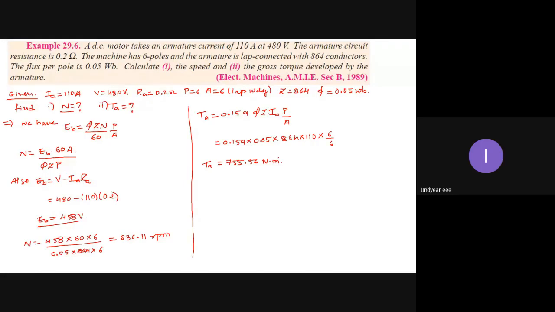So this is the answer. It is the gross torque developed. Net torque I can't find out in this statement because nothing about losses is mentioned in the statement. Right? So this is the solution. Move to next example.